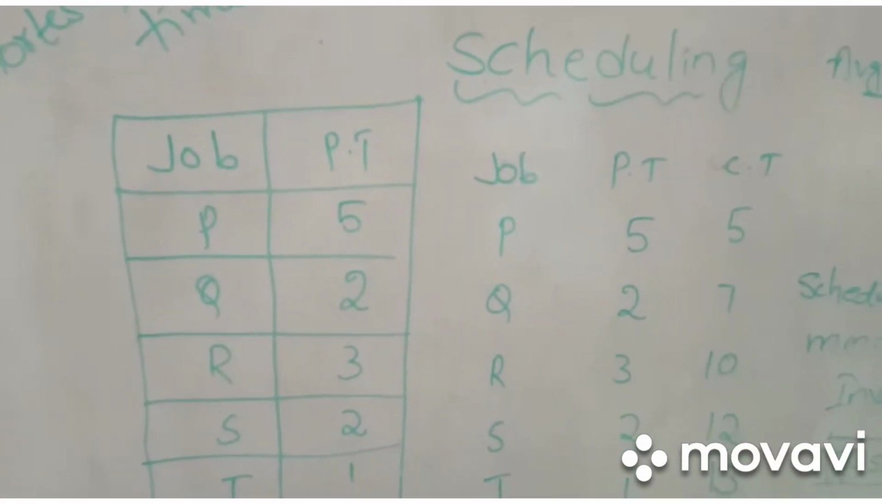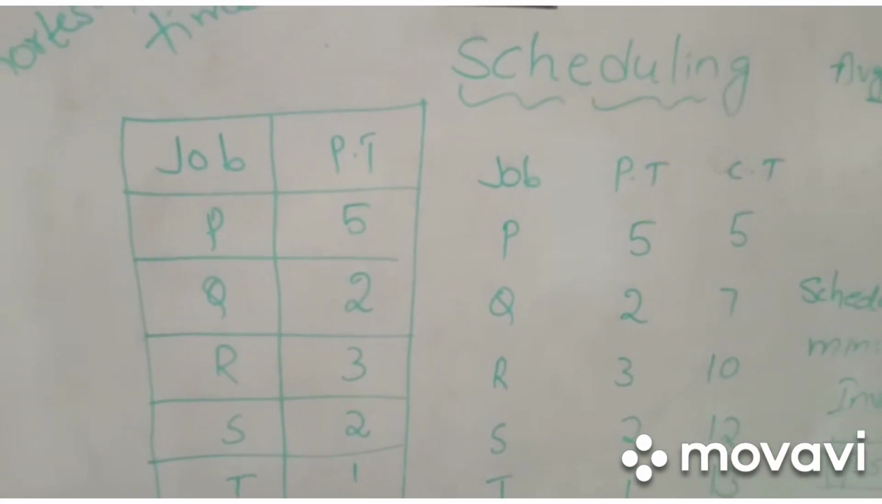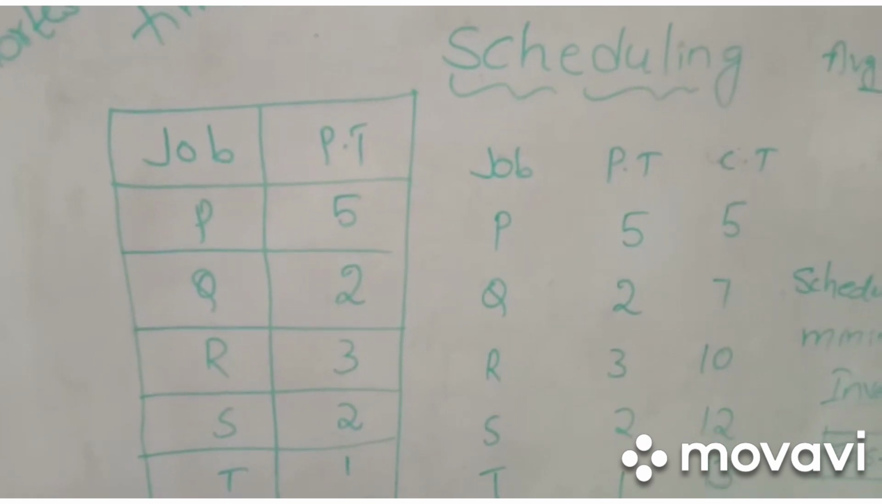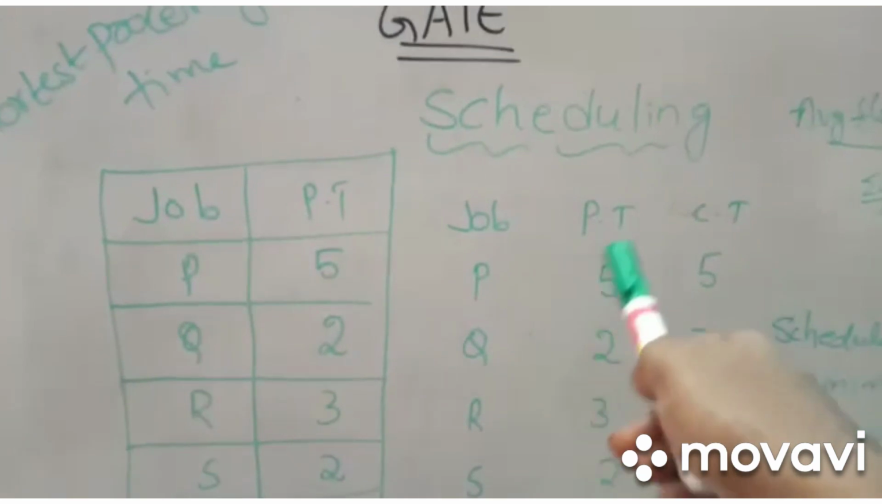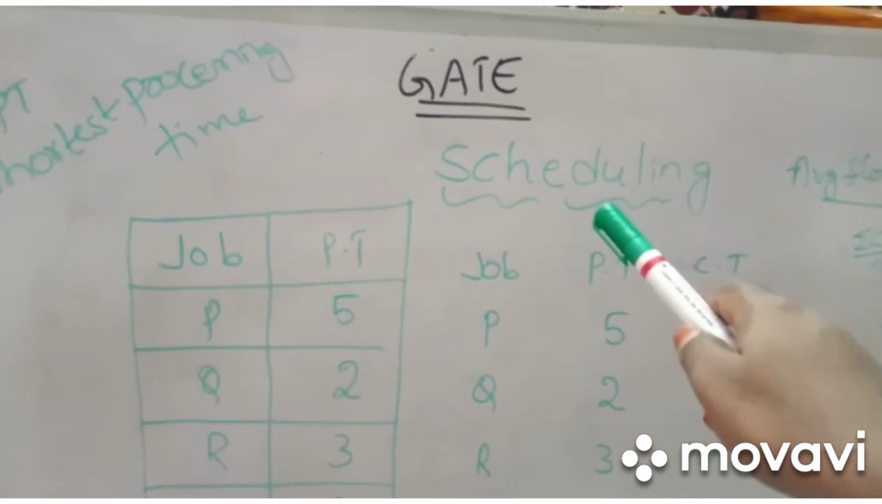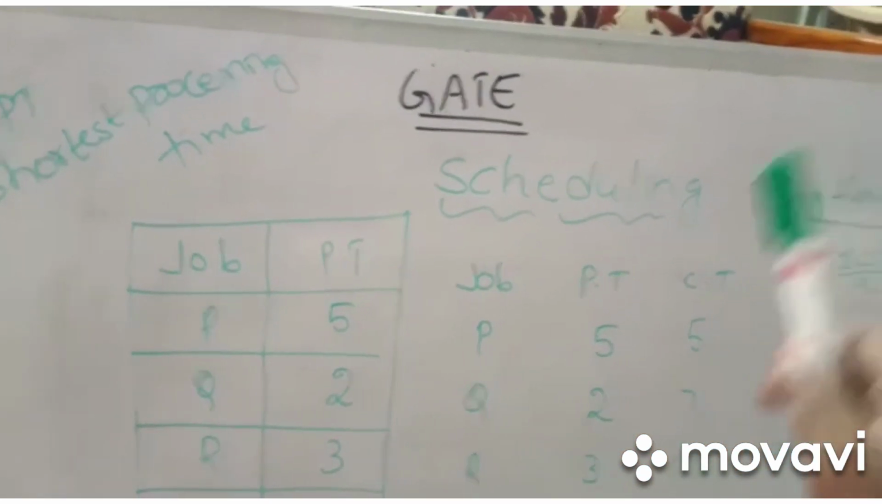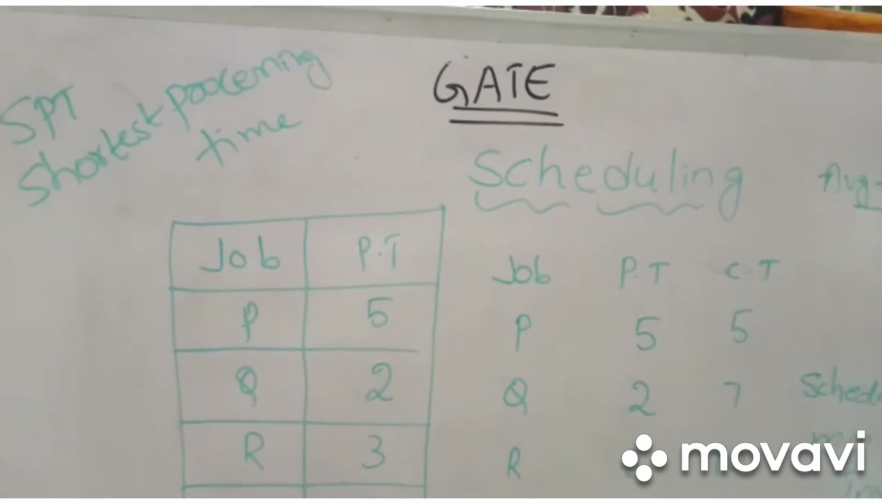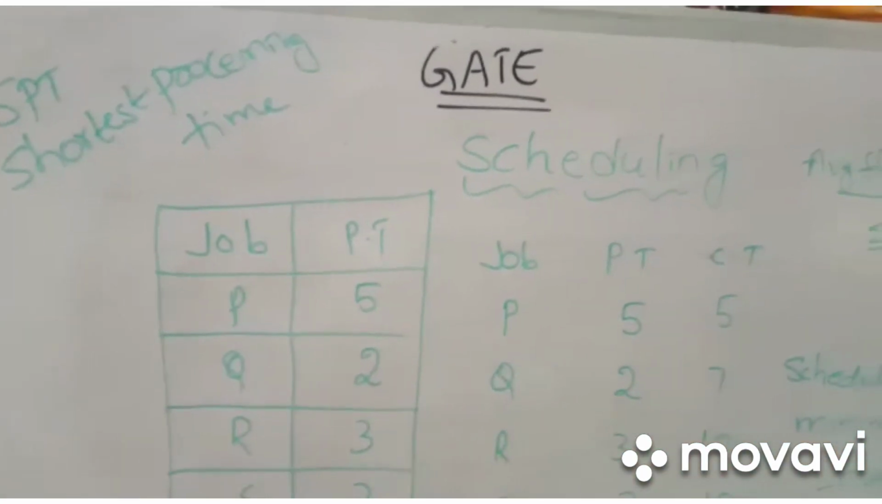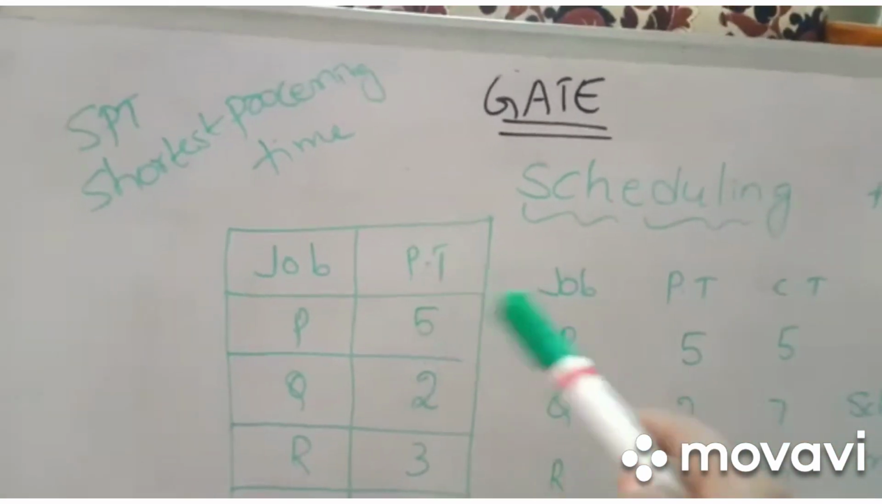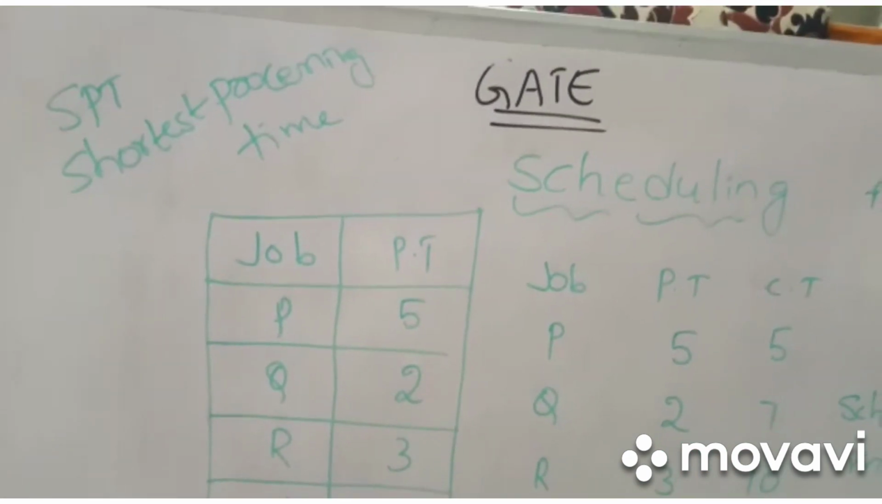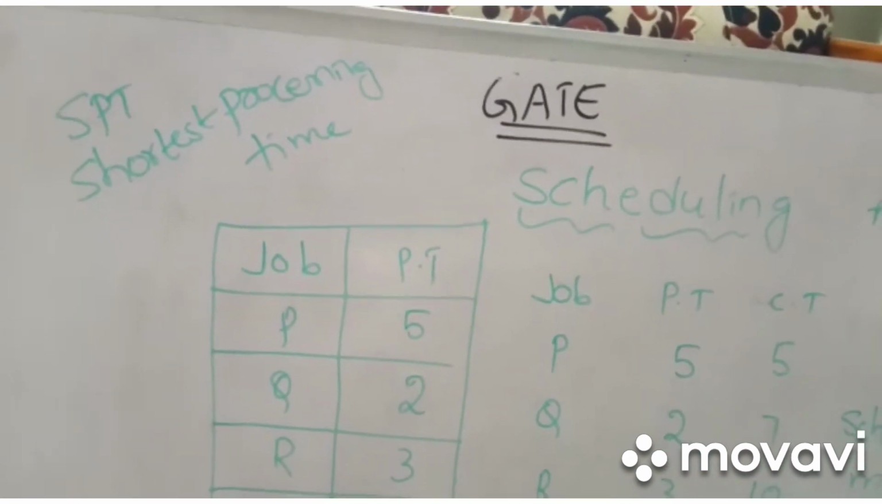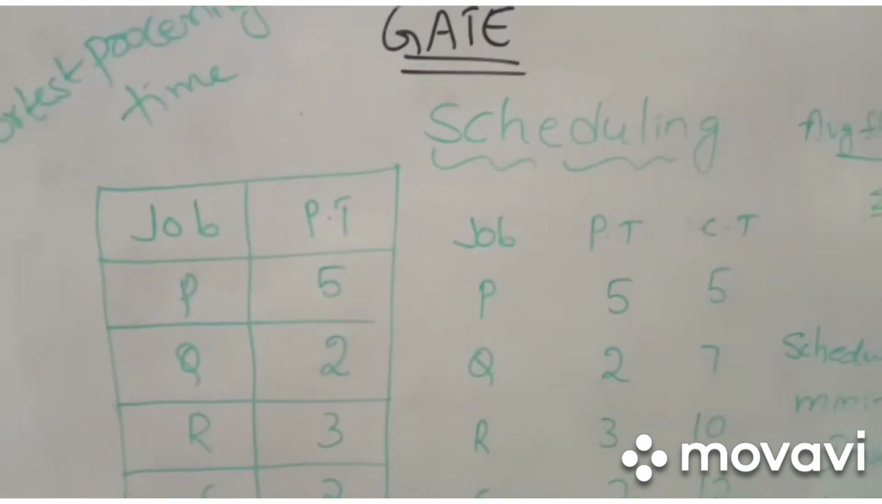So in this class we try to discuss some of the important problems in the GATE examination. The topic is scheduling. In this case we are discussing a problem regarding scheduling, by using the formula of the short processing time rule. Based on this concept we try to solve the problem.